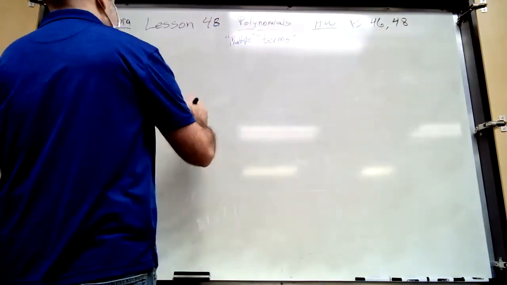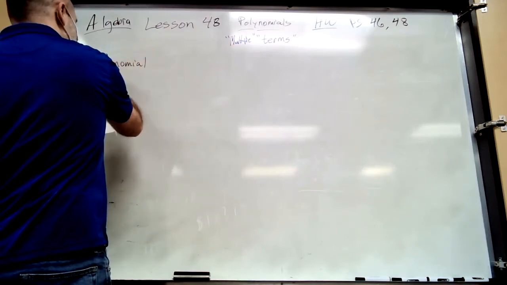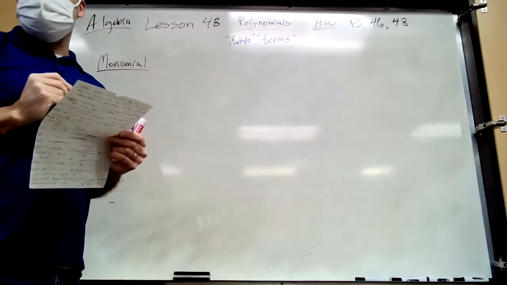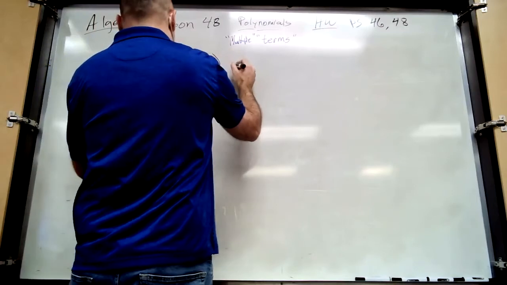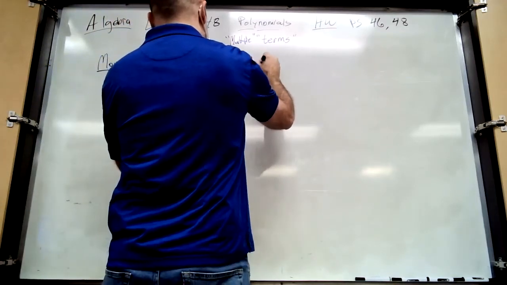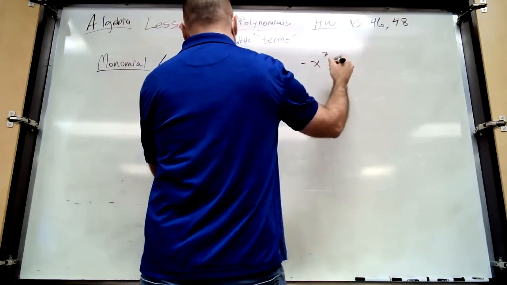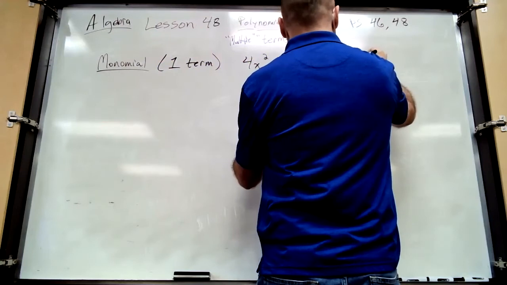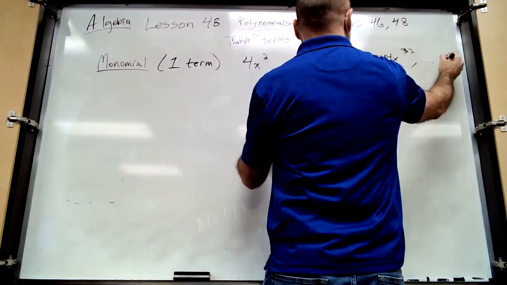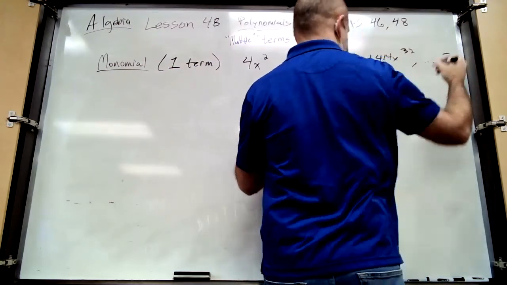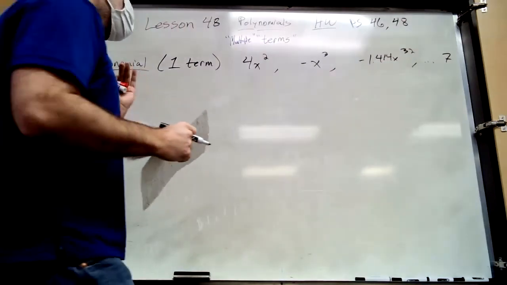So this is a monomial. What does monomial mean? What's mono mean? One term. So one term, and it's not really considered a polynomial. So 4x squared, negative x cubed, comma, not plus, but comma, negative 1.414x to the 32nd. And even like 7 is a monomial. It doesn't even have to have a variable in it. It just has to be one term.